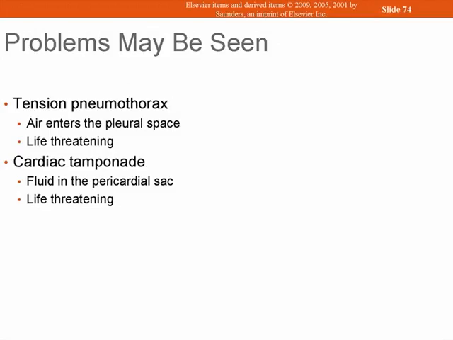So some problems that you can see with ACLS, CPR, those kinds of things. Tension pneumothorax. Air may enter the pleural space, collapsing one full lung. It is considered life-threatening. Cardiac tamponade. This is where fluid builds up within the pericardial sac, and this too is life-threatening, as the heart has no room to contract and relax, so therefore cardiac output suffers.